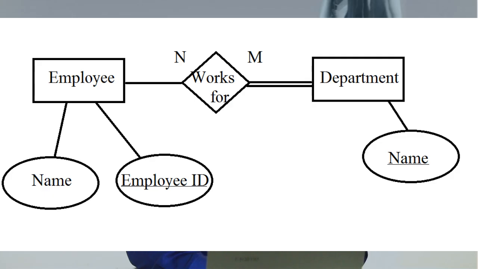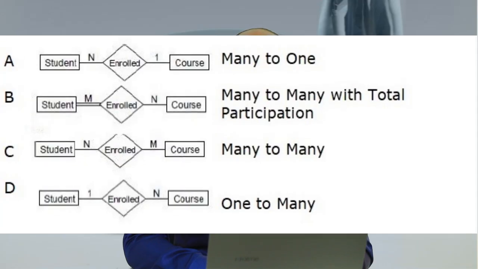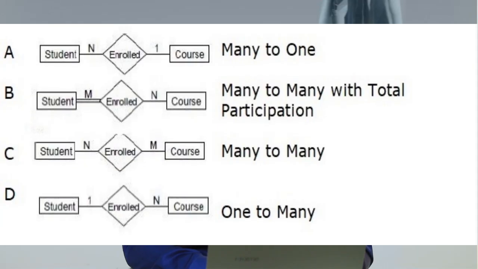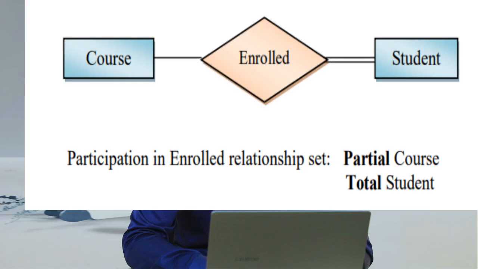And the relationships are further constrained using structural constraints. Cardinality ratios specify the maximum number of relationship instances, such as one-to-one, one-to-many, many-to-many, and the participation constraints specify whether participation is total or partial. Total participation means every entity must participate in the relationship.